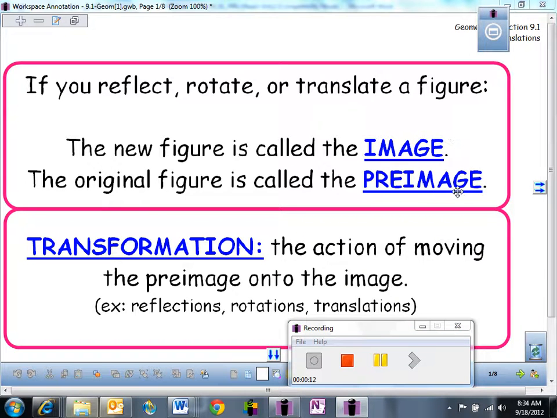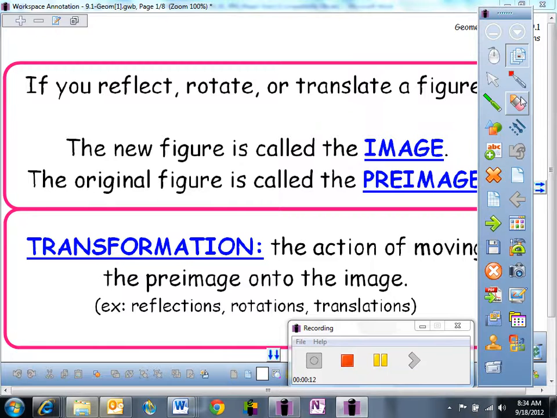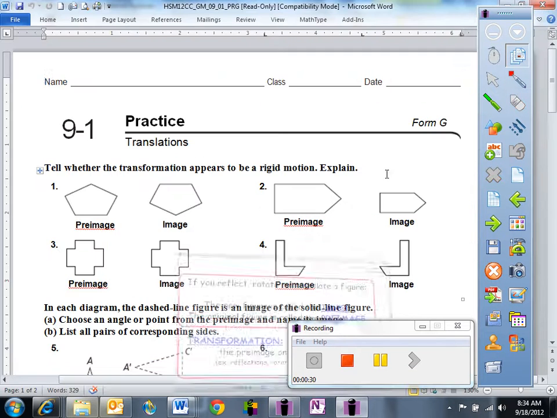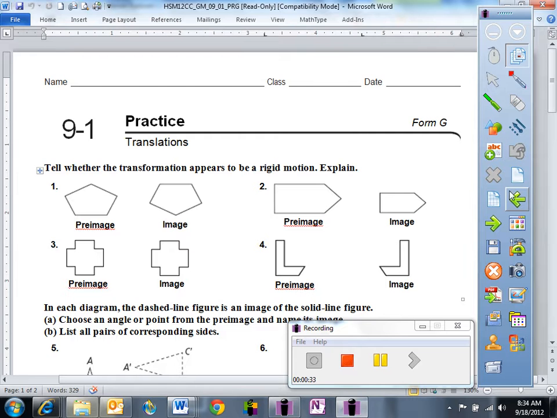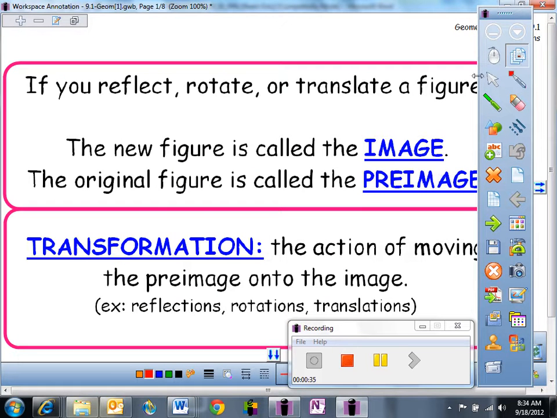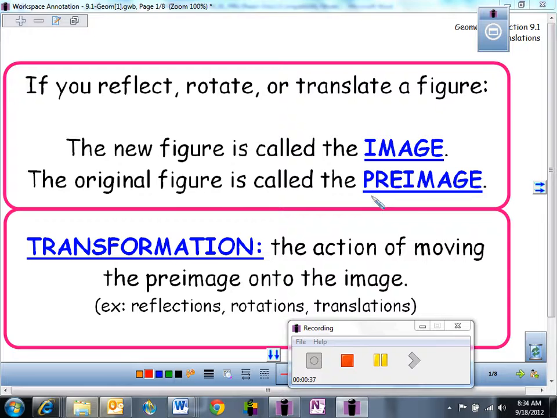Today we're going to be talking about transformations, and specifically we're going to be talking about translations. If you reflect, rotate, or translate a figure, the new figure is called the image, and the old or the starting figure is the pre-image. So notice the keyword pre, that tells you that that happened first. So again, pre means that that happened first.